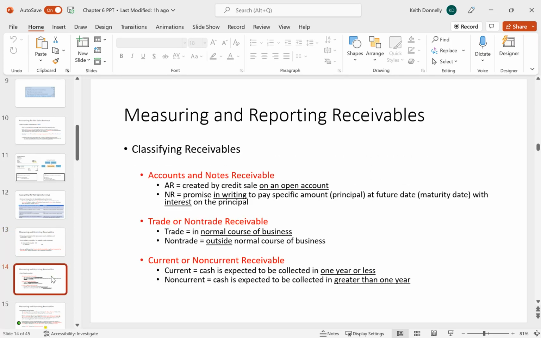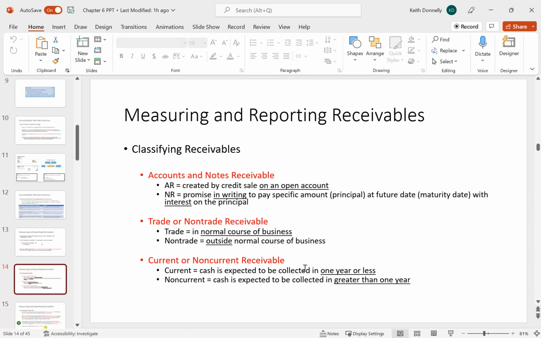All right, so first thing here with accounts receivable, there are a variety of different ways you can describe them, and these are not mutually exclusive categories. In other words, you can have an account receivable that's a current trade receivable, or a current non-trade note receivable. The division is between each item, but they're not overall mutually exclusive.